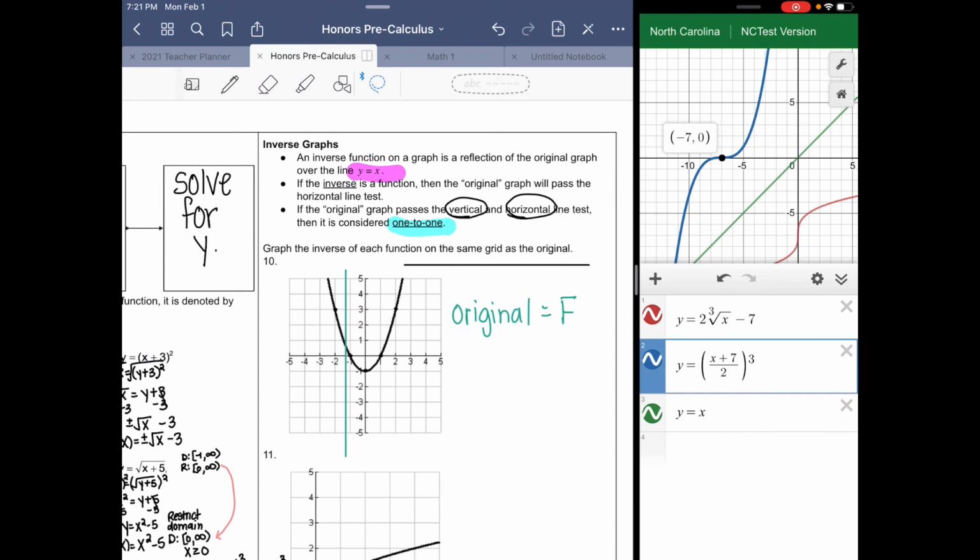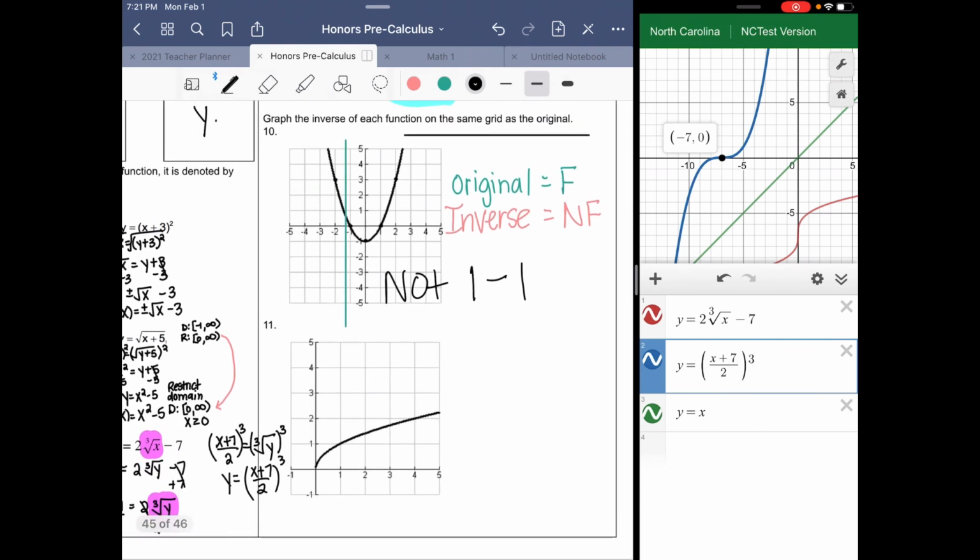However, this one right here, if I can select it again, there we go. It does not pass the horizontal line test. It doesn't pass the horizontal line test because it hits the graph at more than 1 point. So the inverse is not a function. So since the inverse is not a function, this is not 1 to 1.